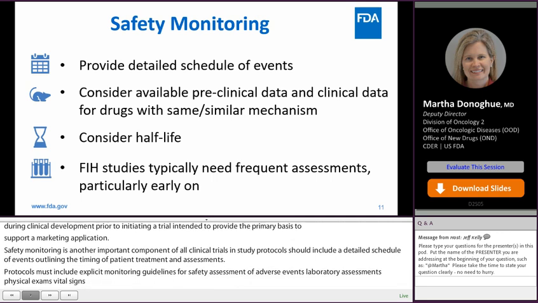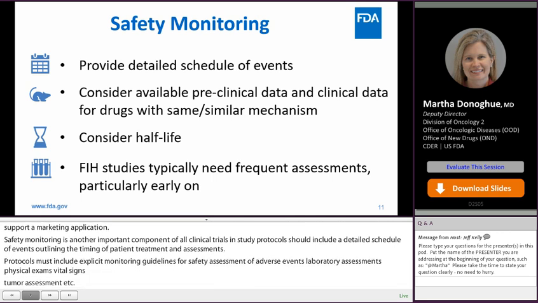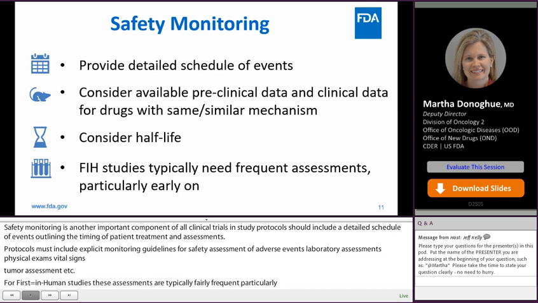When determining the frequency and type of safety assessments to perform, it is important to take into consideration available preclinical data for the drug and any available clinical data for the drugs with the same or similar mechanism of action, as well as the drug half-life.